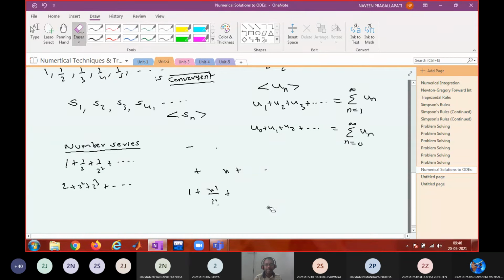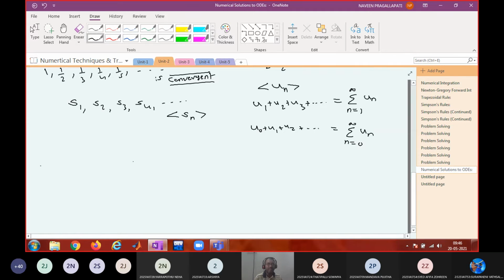Yes, sir. Okay. Now, what is the problem I am telling? If a function is given, when can we express this as a function series? That we can do if the function is infinitely differentiable. If f of x is infinitely differentiable, that is what is given by Taylor's series.